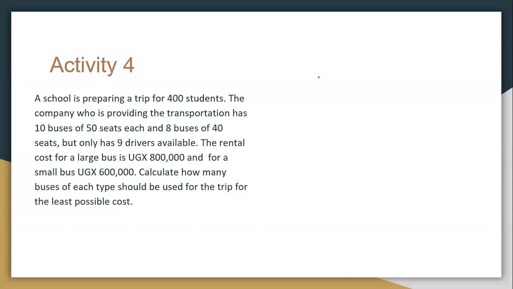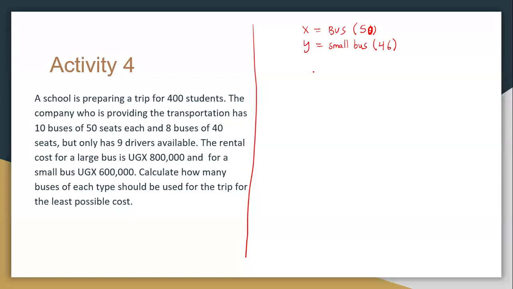My X is the number of buses with 50 seats, and then my Y is the number of buses with 40 seats. Okay. So X is your bus and Y is? They're all buses, but the other has 50 seats and the other has 40 seats. So 40 is the small bus, so it is your Y. And that one has 50 seats, not 56. Okay, 50. And this other is 40, not 46. Okay, this is 40.